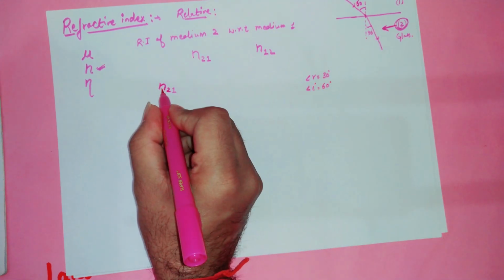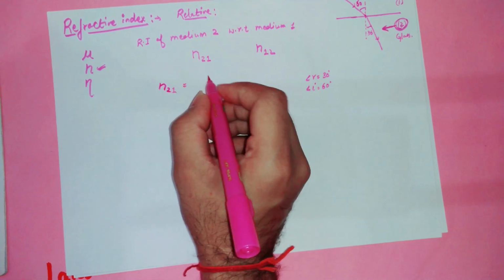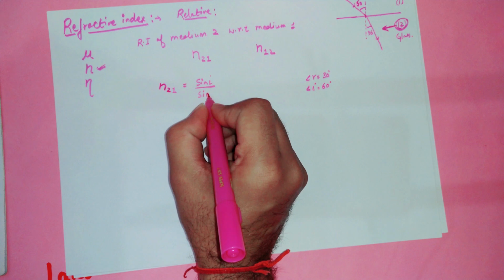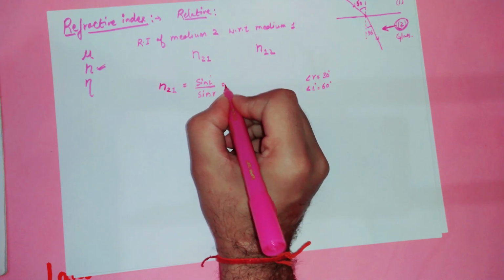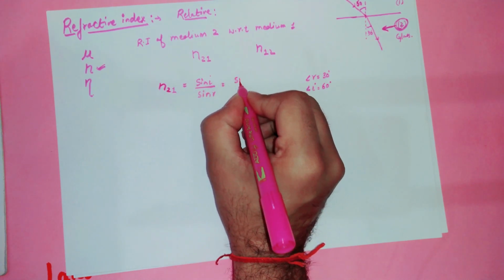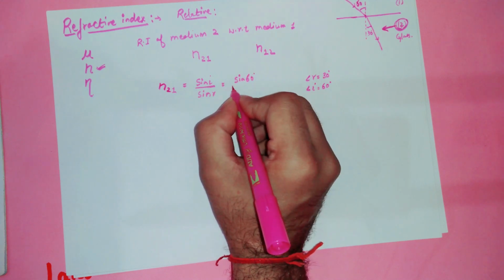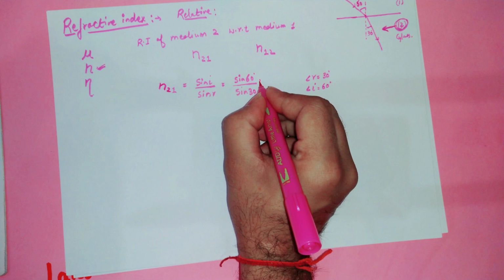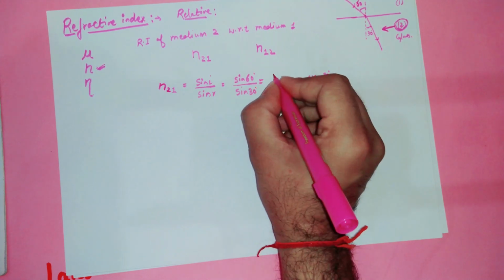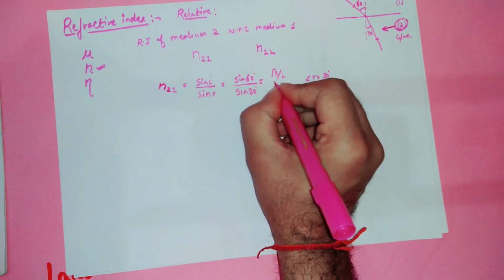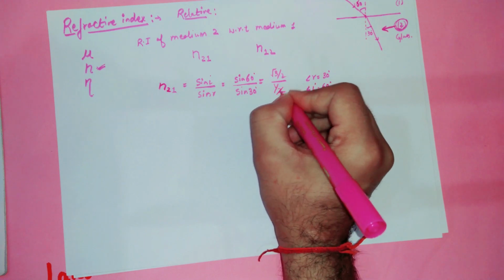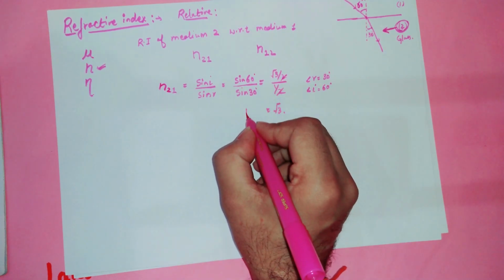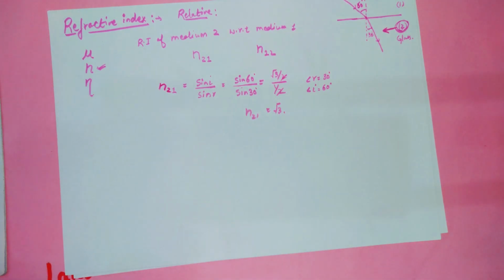Now what is the refractive index of medium 2 with respect to 1? We have to apply the formula sin I by sin R, so this is sin 60 divided by sin 30. We know that sin 60 is root 3 by 2 and sin 30 is 1 by 2. So the 2 cancels out, and this is going to be root 3. So n21 is root 3 in our question.